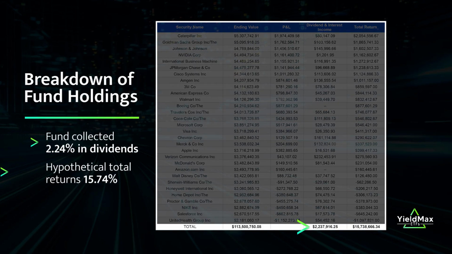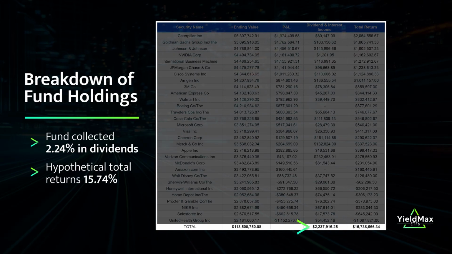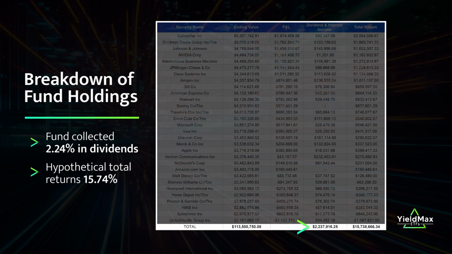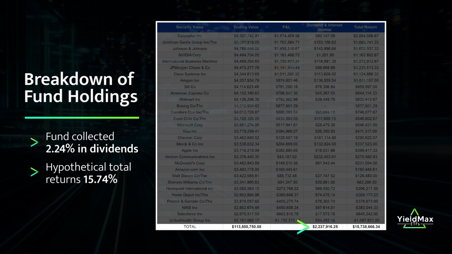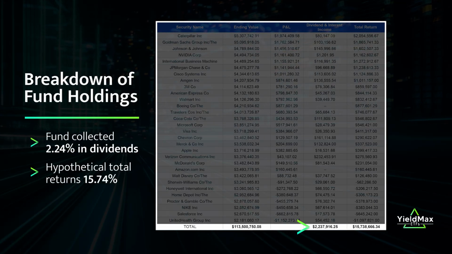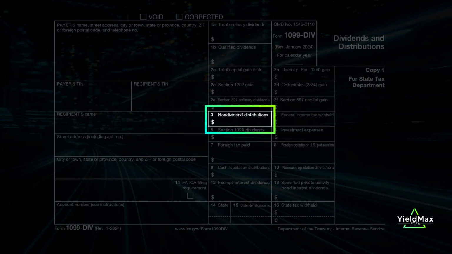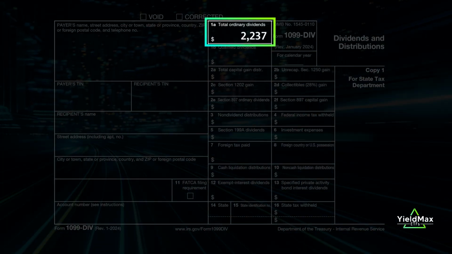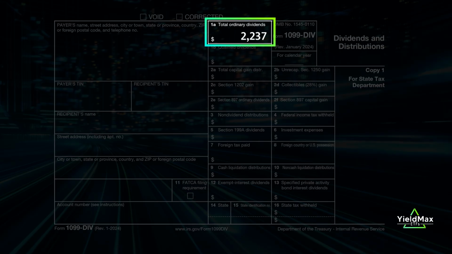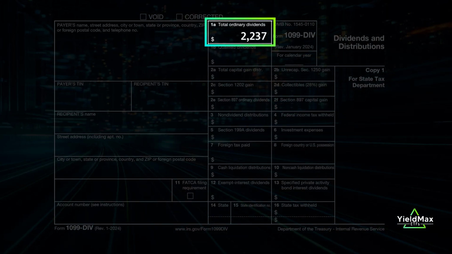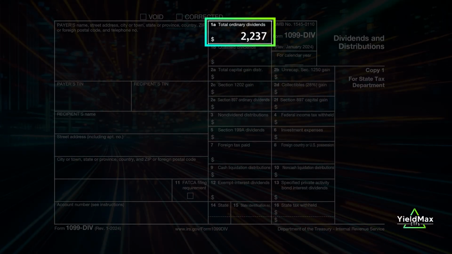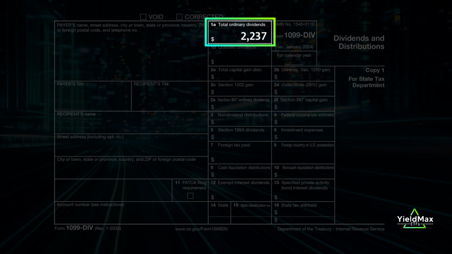So if one invested $100,000 in the fund at the beginning of the year, and assuming the fund made no purchases or sales of securities within the period and it passed through the dividends it received, the 1099 DIV would look like this. The dividends would show up in box 1A, and depending on the investor's circumstances, could be taxable. The cost basis of the investment would remain unchanged.